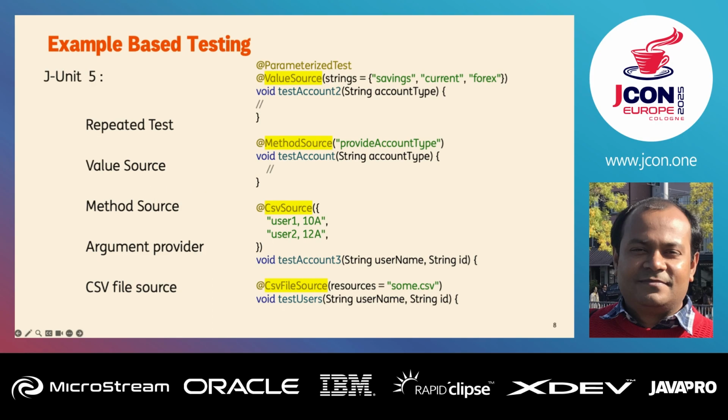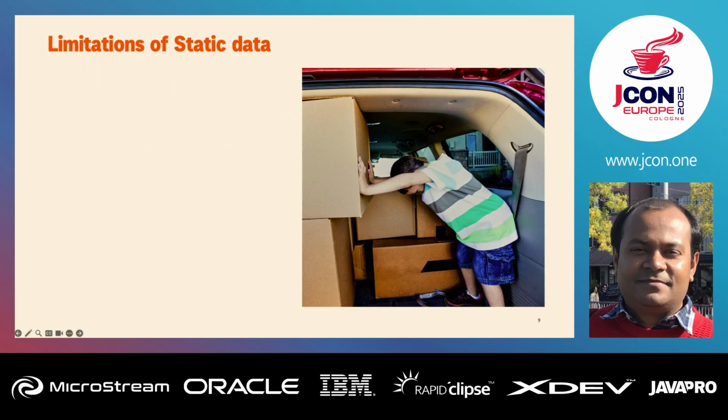And with annotations, with JUnit 5, we have better ways to manage. Very popular, quite used annotations like CSV or external methods, etc. This is good, right? But then we're still writing the data manually. And let's talk about some of the limitations now.